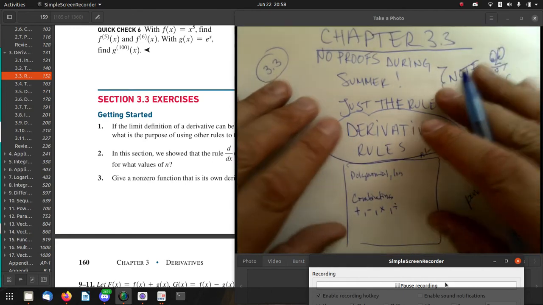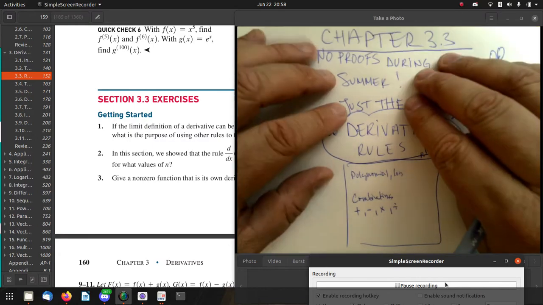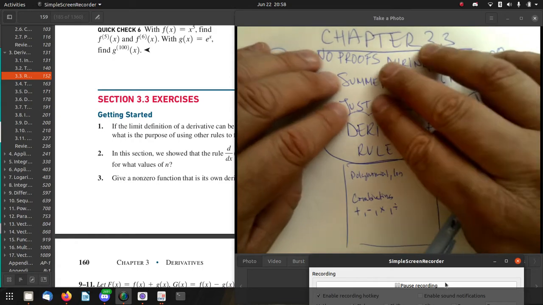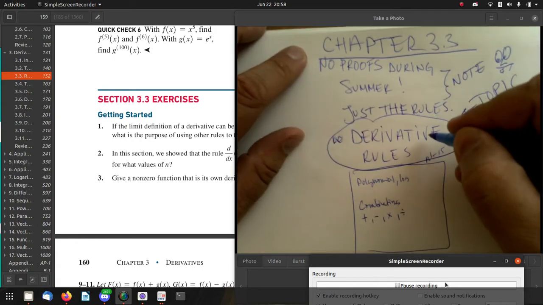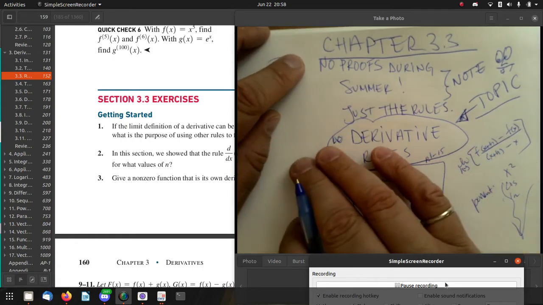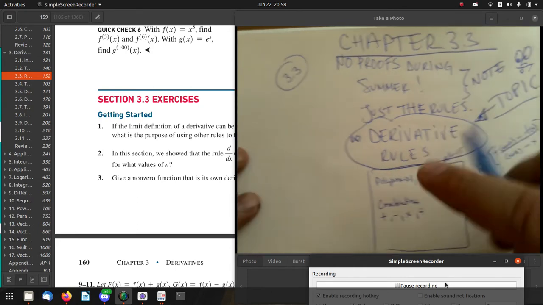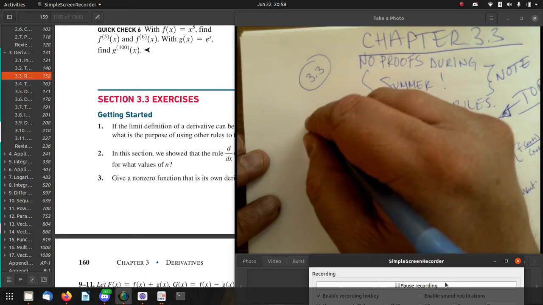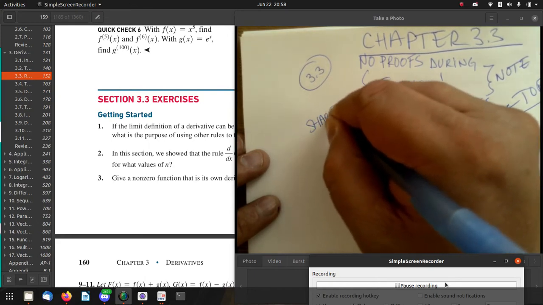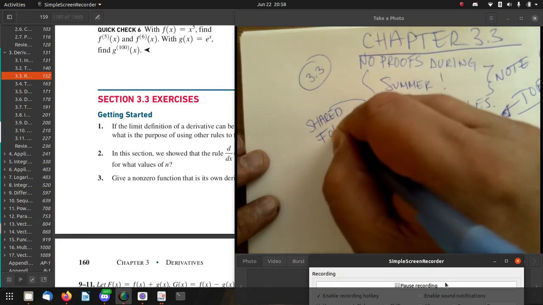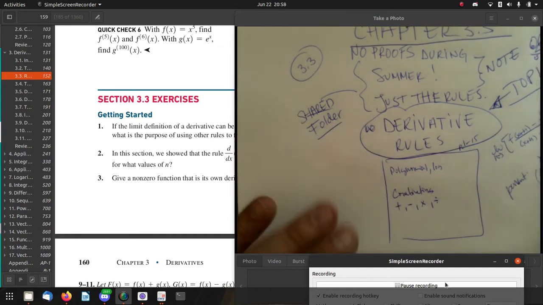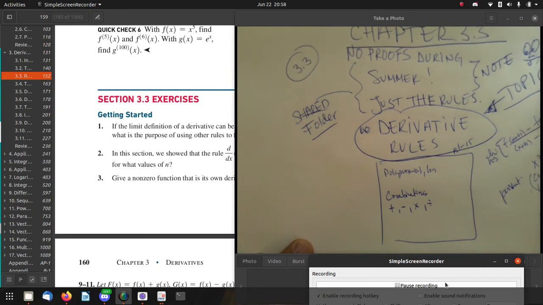I don't do the logic or the proof or the intuition. We just don't have time during summer, so there are no proofs during summer. Just the rules. I'm going to show you how to use them, and we're going to get you through the problems. Now, bear in mind, if you're into this kind of stuff, I have plenty of stuff in the shared folder. If you want to get bored some night, go in there and read. If you look under derivative rules, you're going to find different things I've written up, and you can get bored and nerd out all you want.